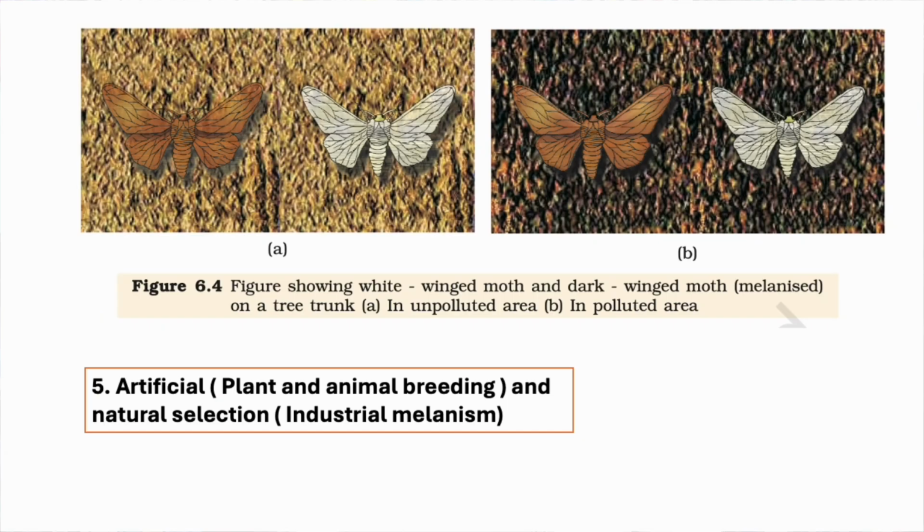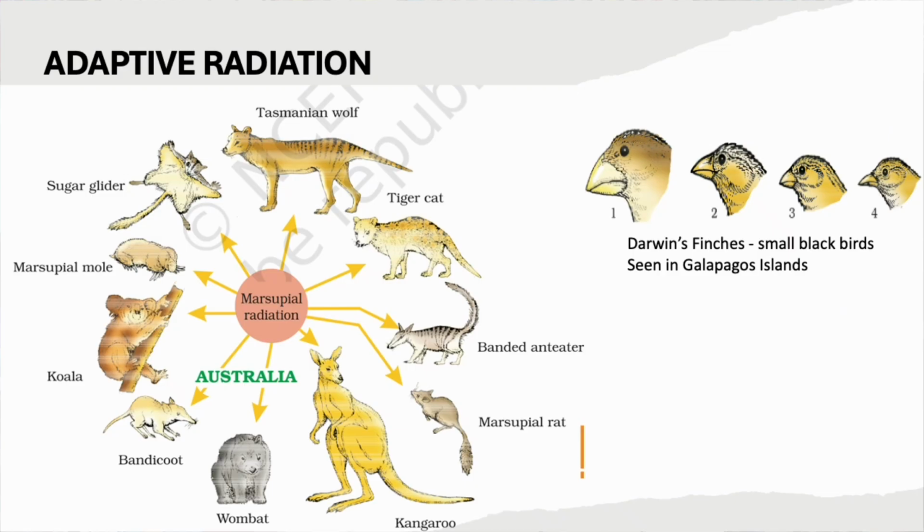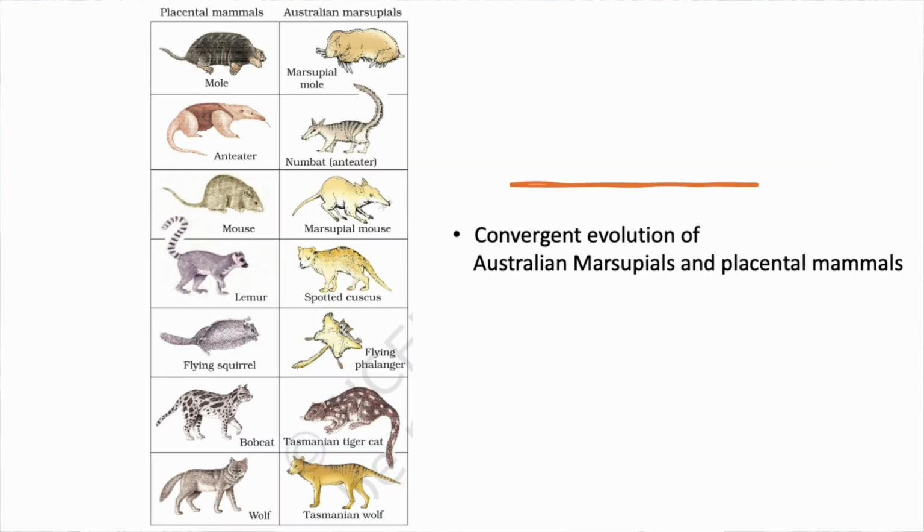Then learn about artificial selection, where industrial mechanism is explained. After that, adaptive radiation, which occurred in Australia and in the Galapagos Islands. Convergent evolution, which occurred with Australian marsupials and placental mammals. All these diagrams, the examples of different animals given in the diagram, all are important.